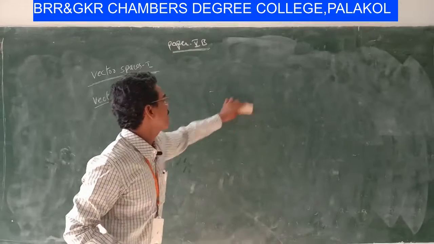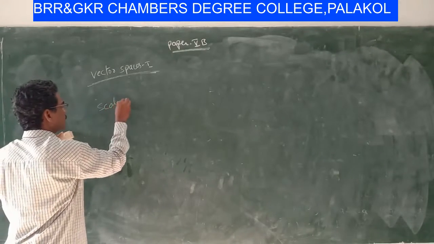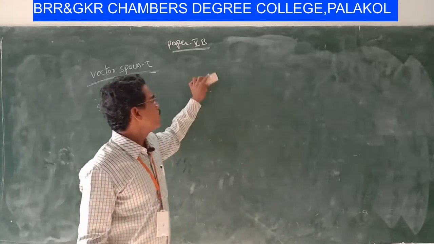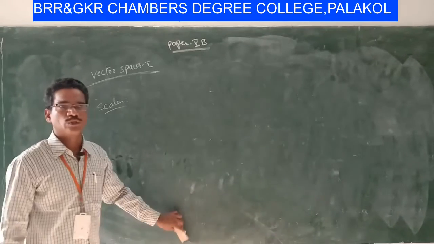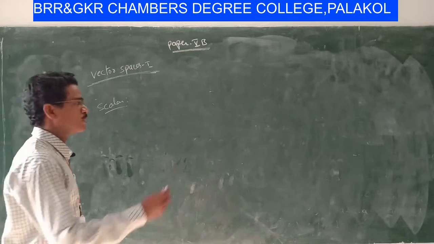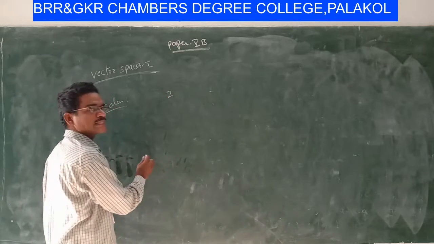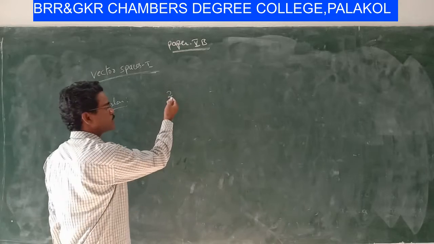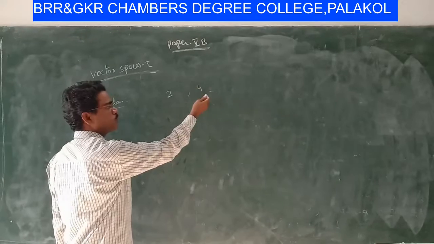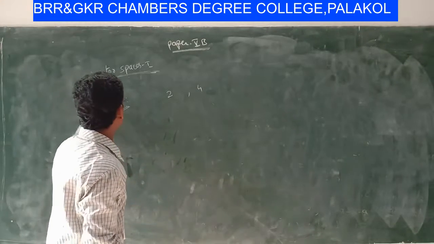Next, scalar. Scalar means a physical quantity which has only magnitude but no direction. Suppose the number 2, it is a scalar, there is no direction. Suppose the number 4, it has no direction. It is called a scalar. Okay.